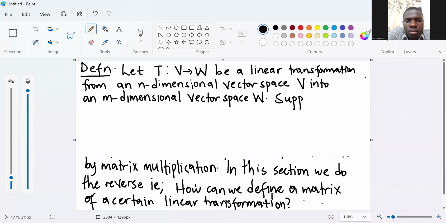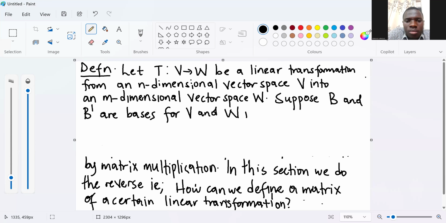Suppose B and B prime are bases. Yesterday we defined a basis. So suppose B and B prime are bases for V and W respectively.